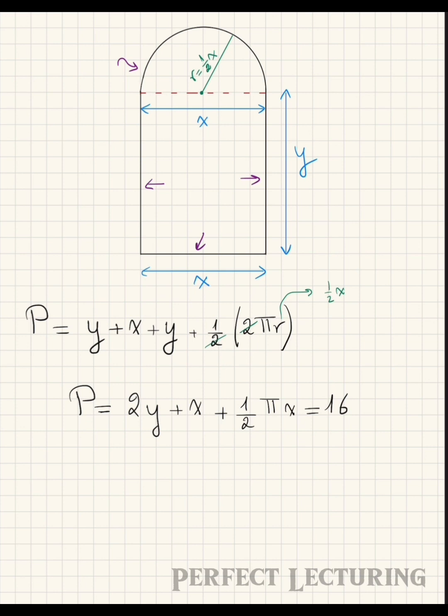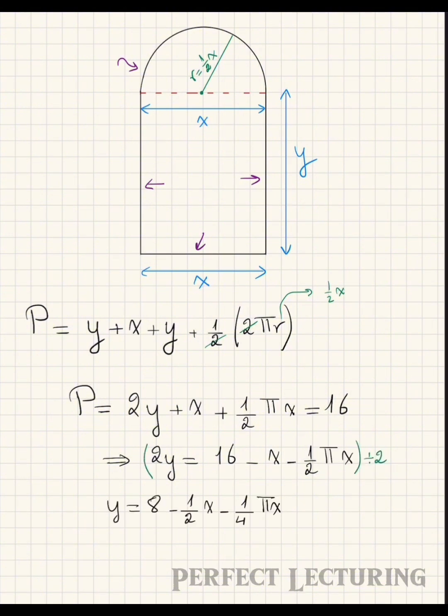So we've got a relation between x and y, and consequently we can find y in terms of x. So 2y is equal to 16 minus x minus half pi x. Let's divide everything by 2. And we got our y. We can factor negative half x in these two terms, so we end up with the following expression of y.